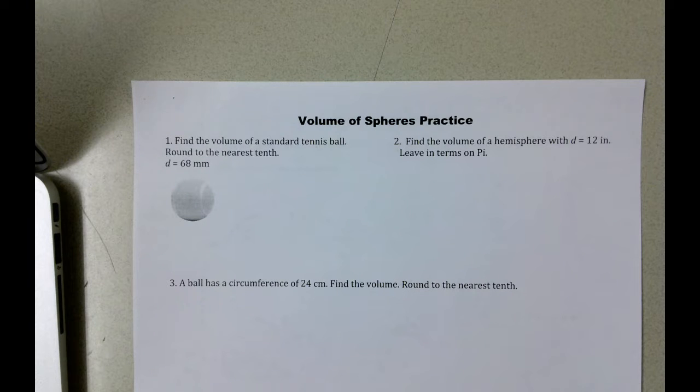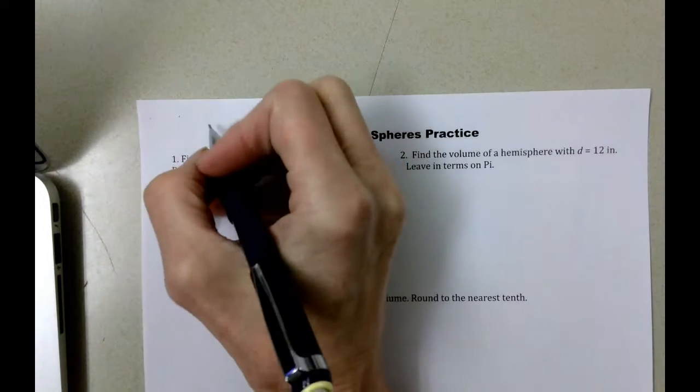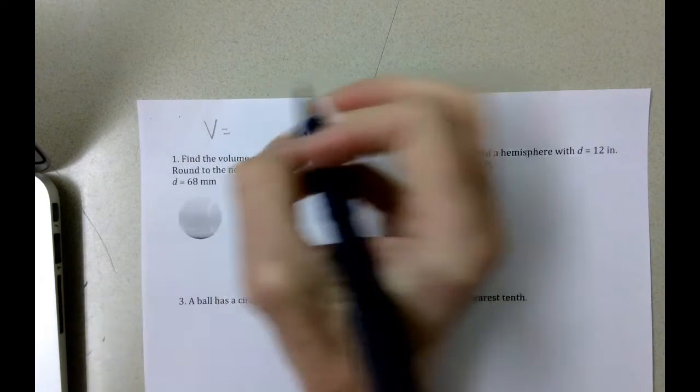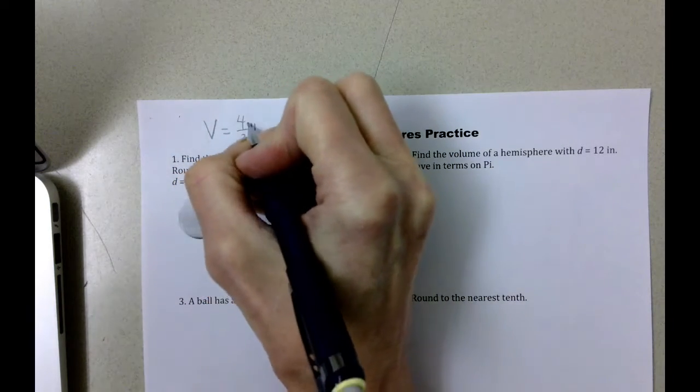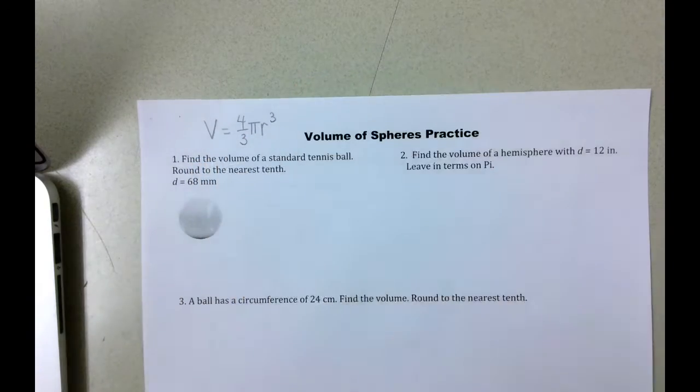Today we're looking at the volume of spheres practice, and I haven't done it on my previous papers because we had to write it down in the problem so much. But what you might want to do is at the very top of your paper write that the volume of a sphere, the formula is 4/3 pi r cubed.